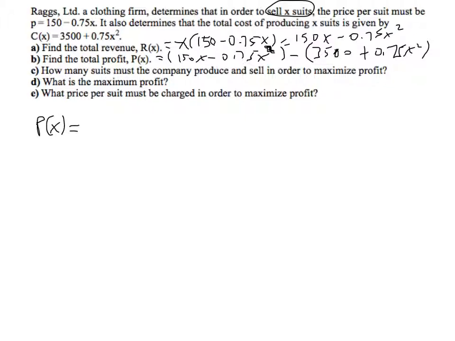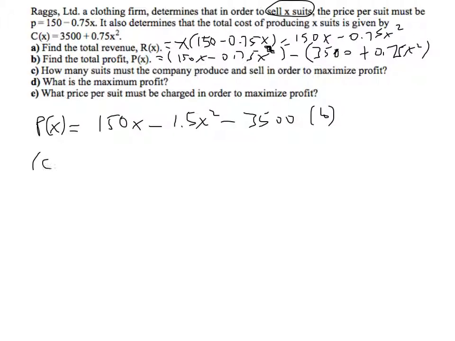There is a little bit of stuff that I can combine. Notably, this 0.75x squared and this 0.75x squared can be combined. So I'll have 150x minus 1.5x squared, that's 0.75 plus 0.75, minus 3,500. So that's my profit function. That's the answer to B. It's multiplied out and simplified so that I'm ready to do my calculus part.